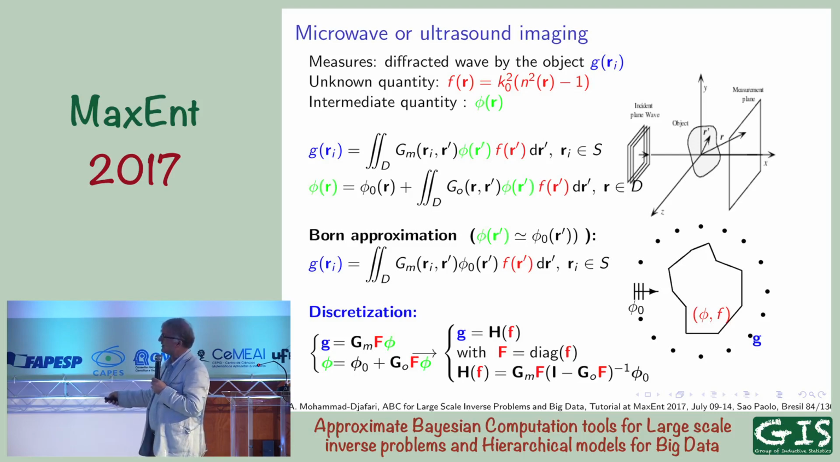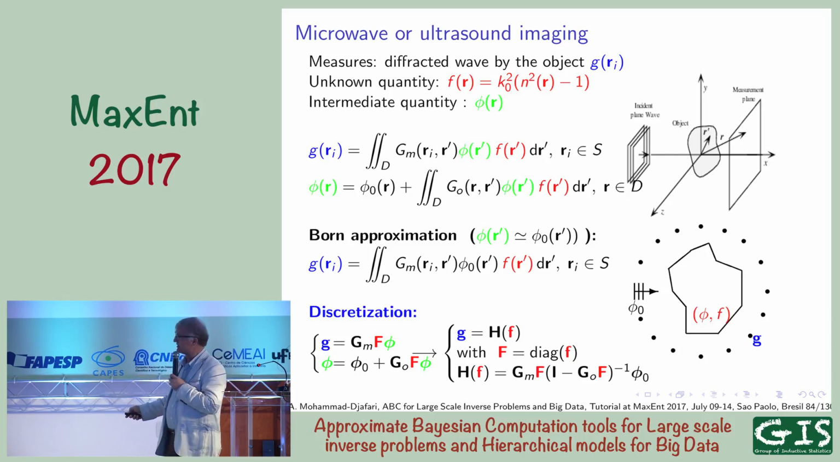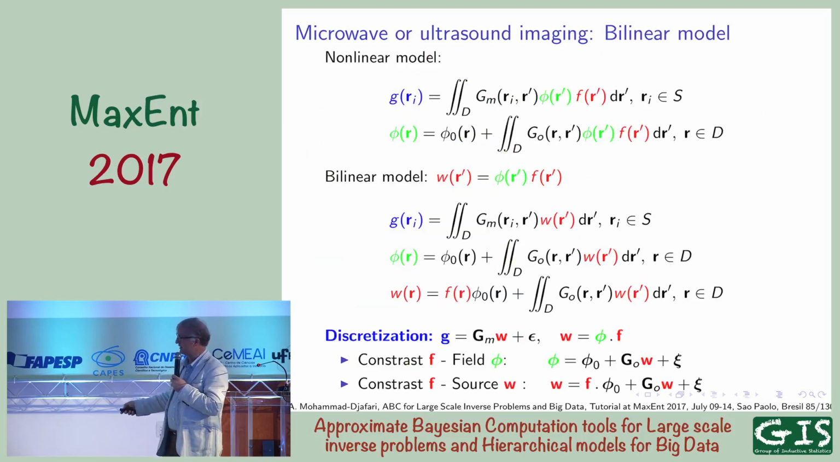If the object was very low diffracting, then we could do this approximation and the problem would become linear. But this approximation is not valid all the time, and in particular if the contrast function is high, but still no problem. We can handle these equations in the discretized form, and I will show you how to use it.